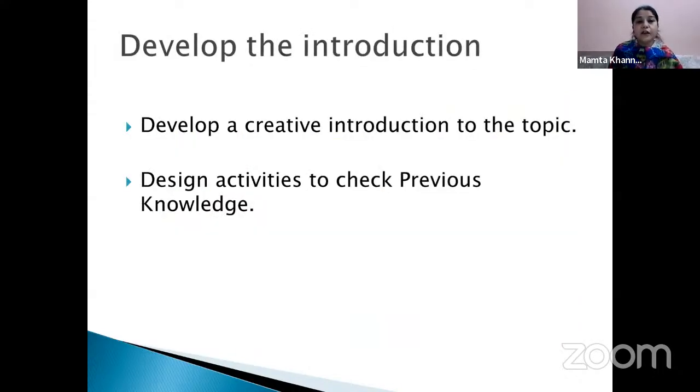Now moving ahead to develop the introduction. You have created your lesson plan, identified the topic, and also identified the learning objective. Now, what is the introduction? What is the way you are going to introduce this topic in your class? Always make sure that you are introducing your topic in the class in a creative way. What do I mean by creative way? A creative way is one in which your child takes interest.